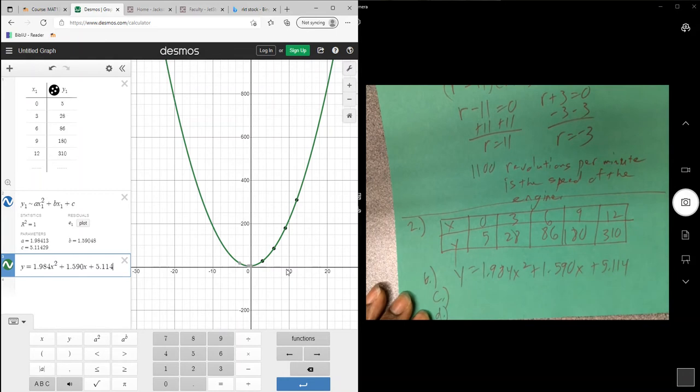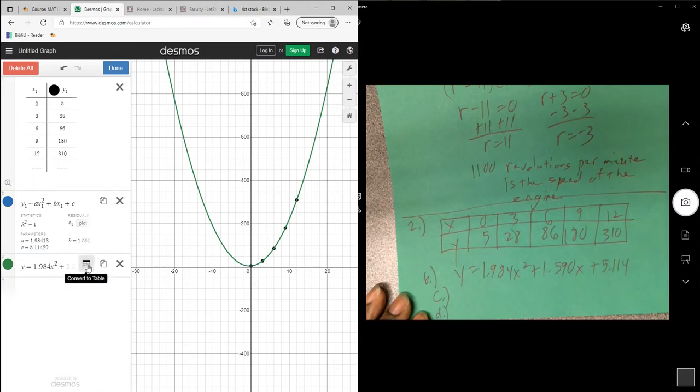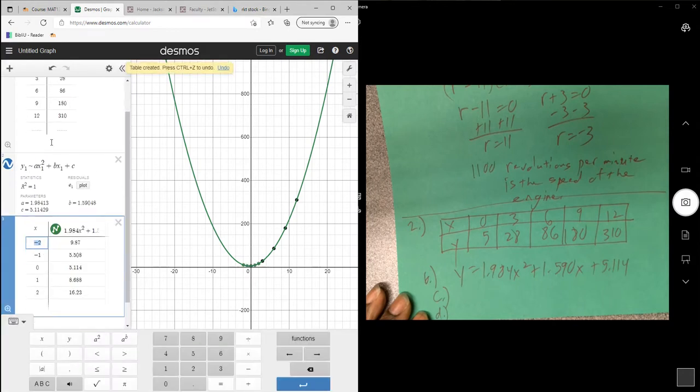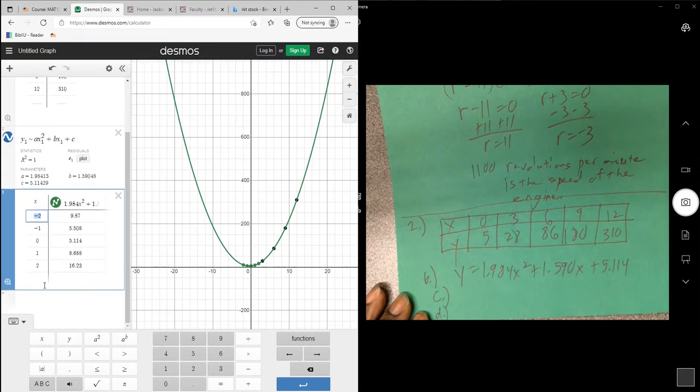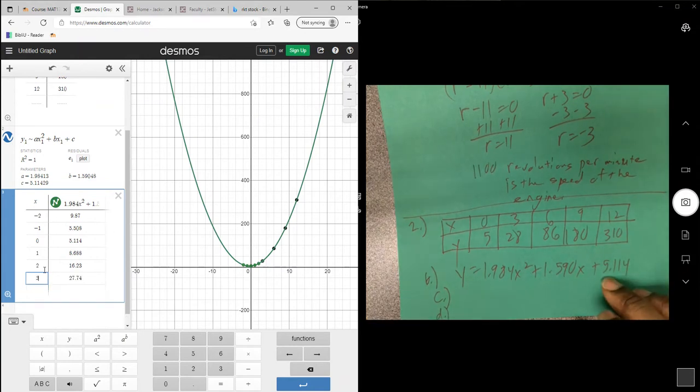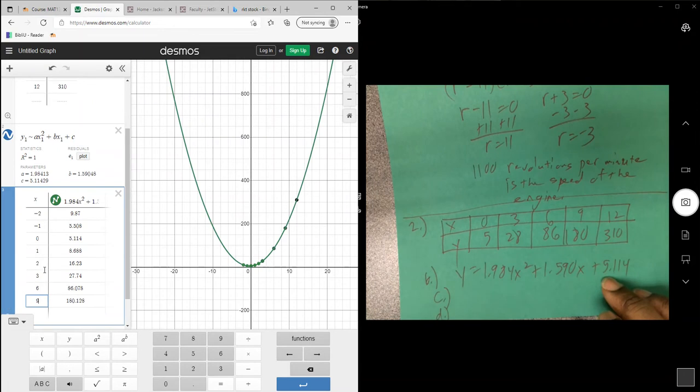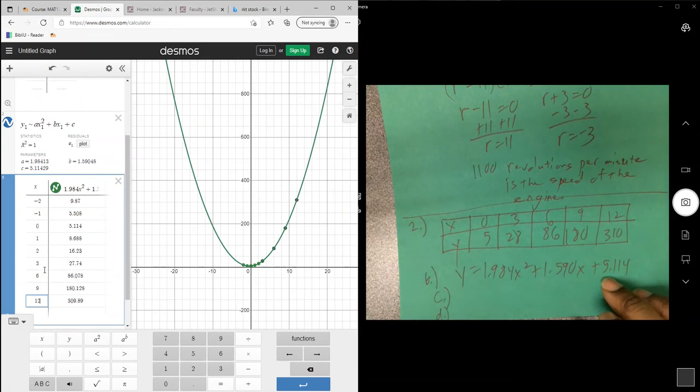So now we go to D. It says use the table feature of your graphing calculator to compare the predicted outputs with the outputs given in the table. Okay, so what you could do is this here. Now that we have this equation, you can hit this wheel here and then hit the table. And then we're going to type in the numbers that we see here. 0, you notice it's a little larger than 5. Then we'll do 3, 6, 9, and 12.